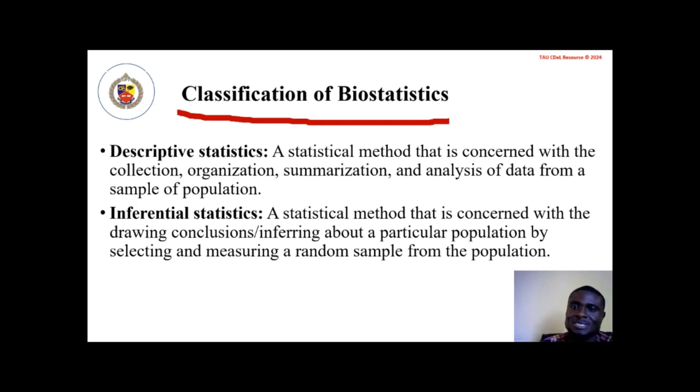What a beautiful course we are taking here. The other aspect of classification of biostatistics is inferential statistics. This is a statistical method concerned with drawing conclusions, making inference about a particular population by selecting and measuring a random sample. That is, when I want to deduce inference, when I want to hypothetically talk about what is happening around a particular data set, what I'm doing is what we know as inferential statistics.